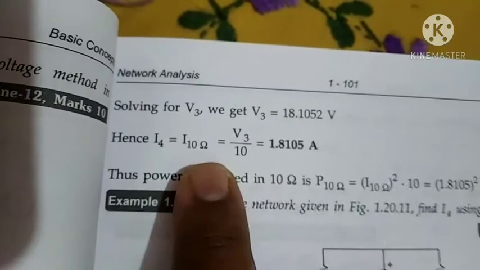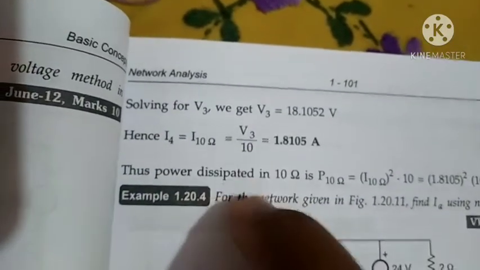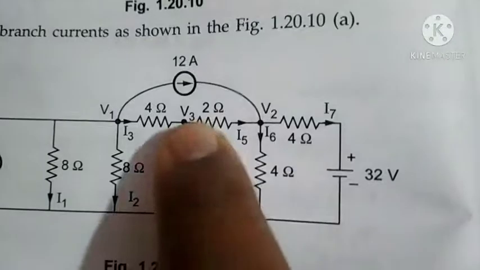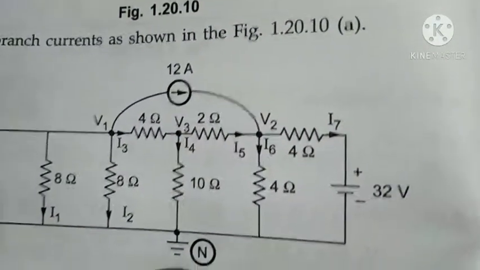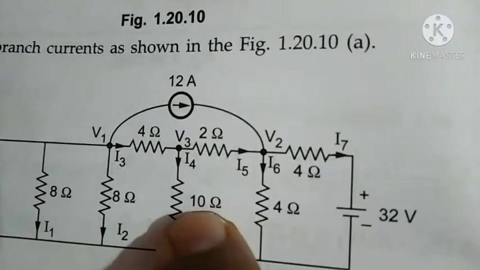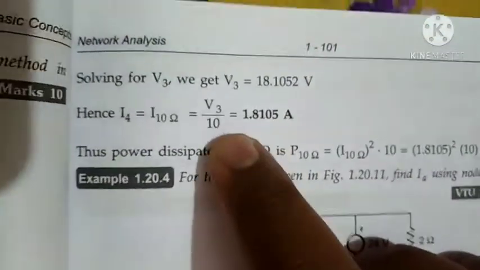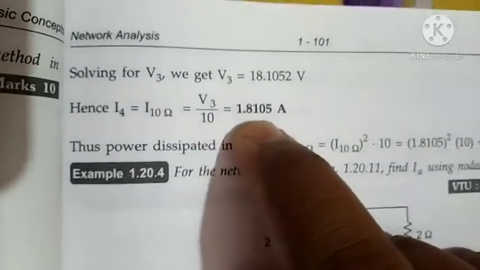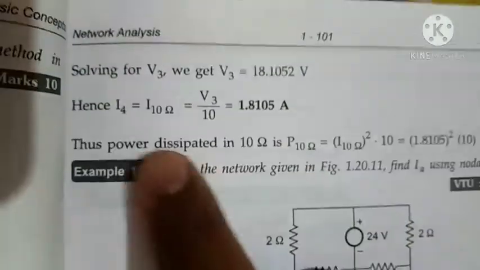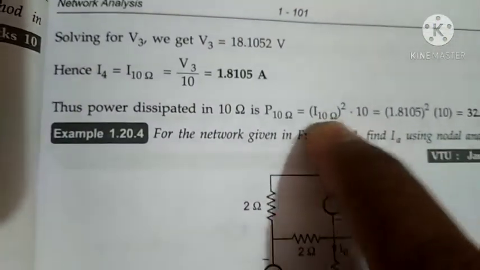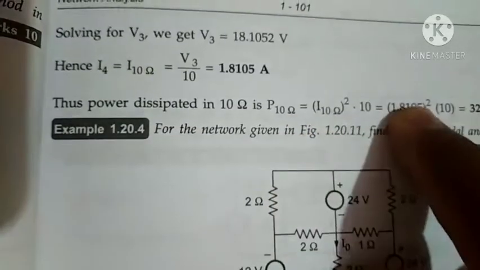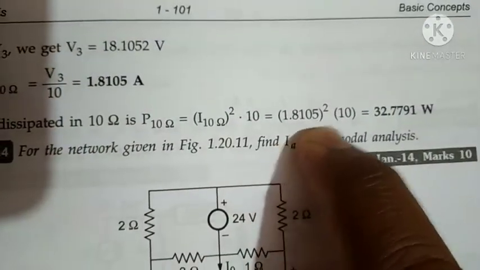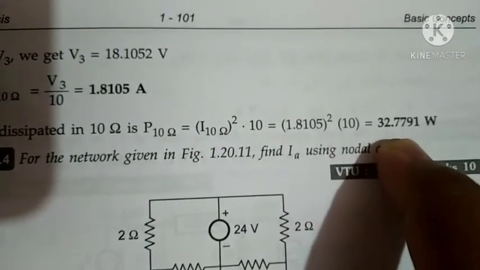The current going through this 10 ohm resistor is (V3 minus 0) divided by 10. That is I4, the current flowing through this one, which is 1.8105. The power dissipated in the 10 ohm resistance can be written as I squared R: 1.8105 whole squared into 10, which is equal to 32.7791 watts.